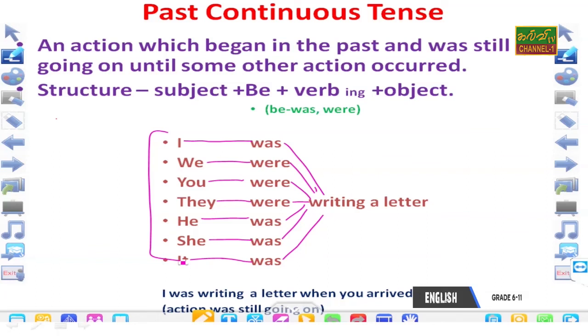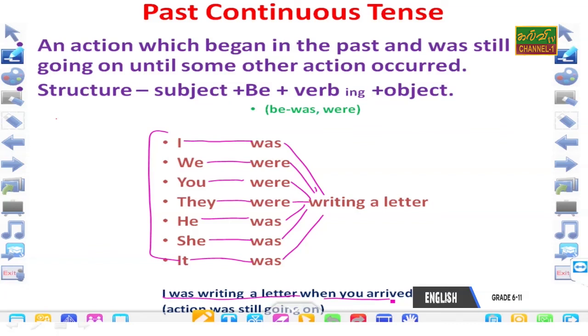For example, under this session I have given one example. I was writing a letter when you arrived. Now you see, I was writing a letter. Okay, now, I am writing a letter. When was I writing a letter? When you arrived. ஓகே, நீ வந்தடைந்த போது நான் ஒரு கடிதம் எழுதி கொண்டிருந்தேன். I was writing a letter when you arrived. Could you get it? Okay, good.